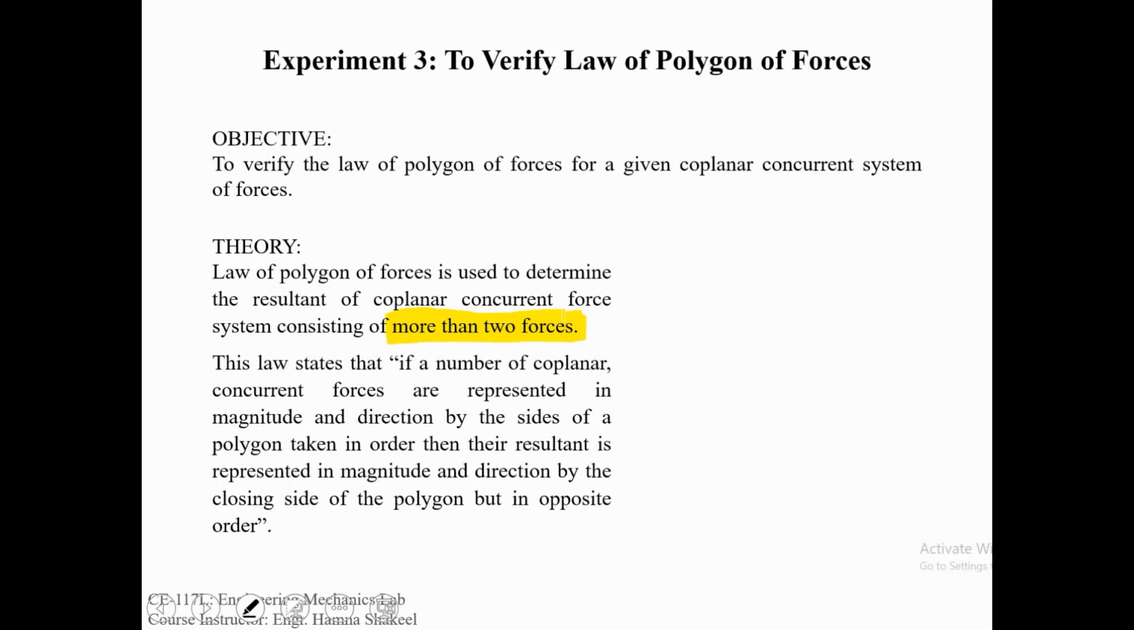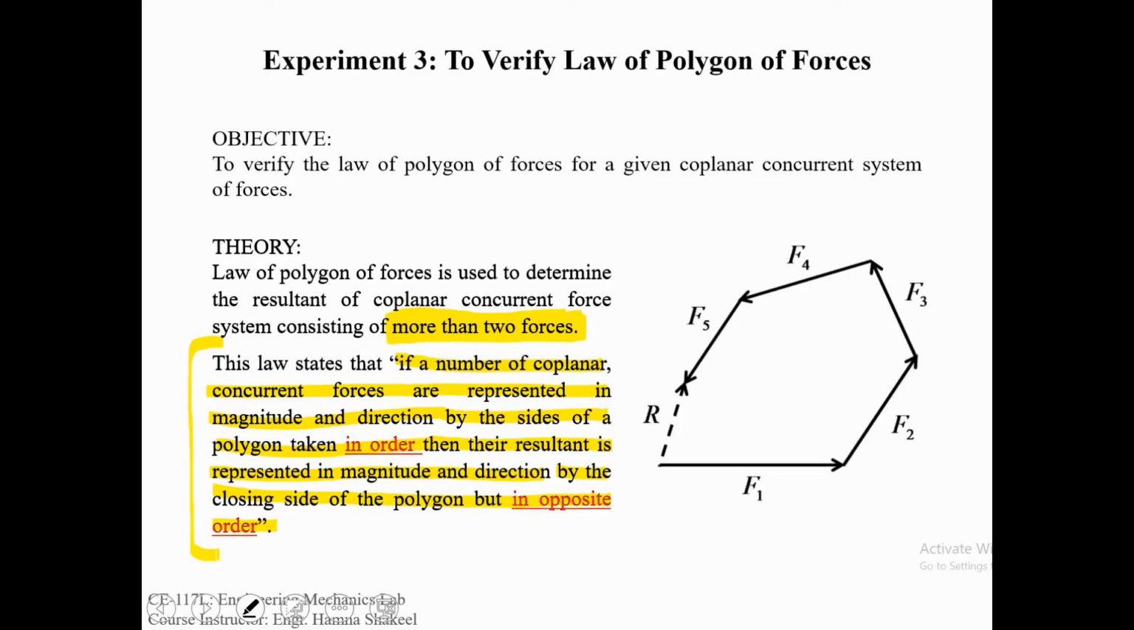It states that if a number of coplanar concurrent forces are represented in magnitude and direction by the sides of a polygon taken in order, then their resultant is represented in magnitude and direction by the closing side of the polygon but in opposite order. So let's understand this statement. There are two important terms used in this statement. One is in order and the other one is in opposite order.